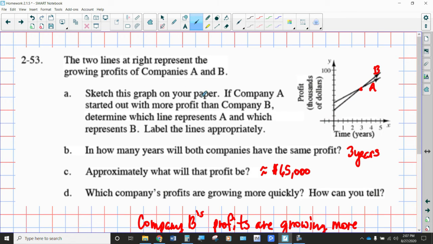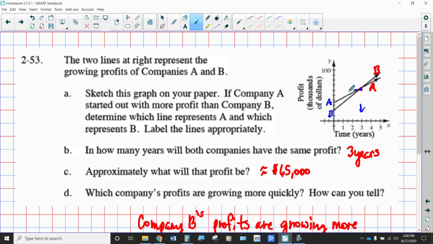Okay, so sketch the graph on your paper. If company A started out with more profit than company B, determine which line represents A and which one represents B. So this one was A because it started off with more, and then this one was B because it started off with less. And how many years will both of them have the same profit? Well, there you are. This is year number 3.